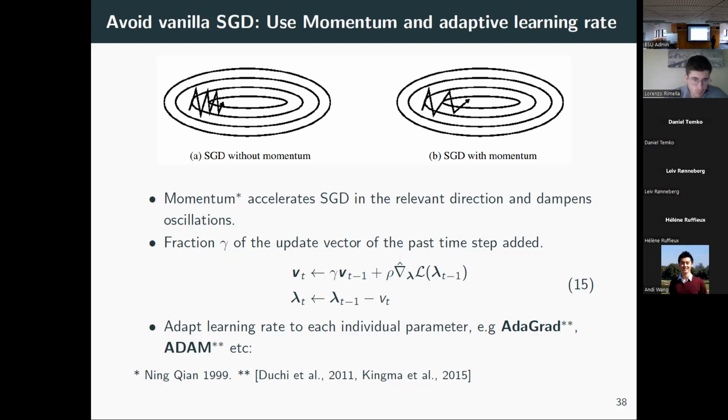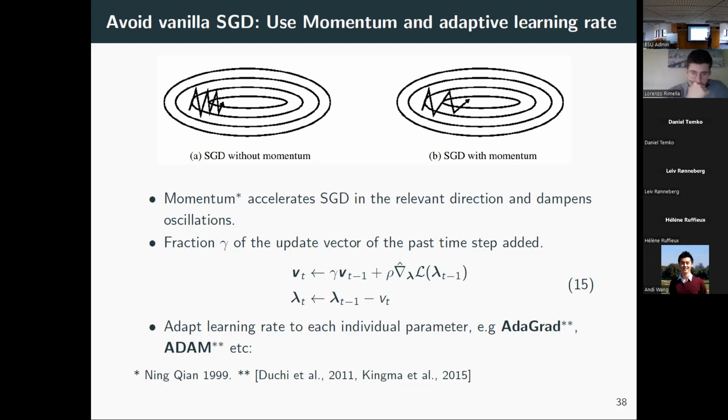Think of it like pushing a ball down a slope: if you know that's the right direction, it picks up momentum and goes faster. So it's kind of putting momentum in this horizontal direction. One way to do it is to take a fraction of the update vector from your past time step and apply that. So you just change the vanilla stochastic gradient with this momentum term a little bit.